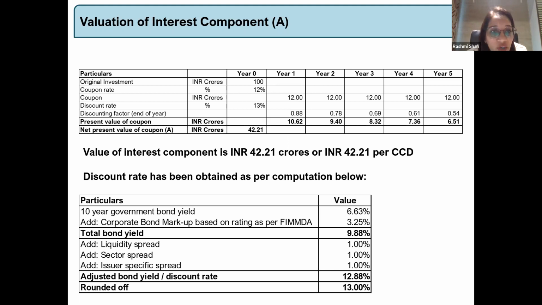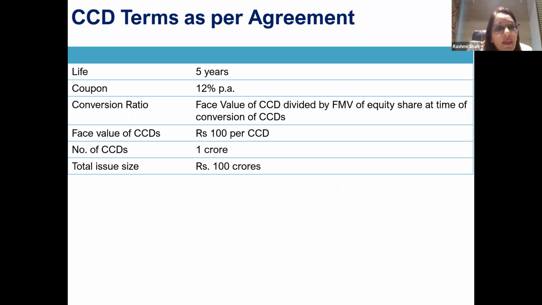Now, fair valuation practices require CCDs to be valued as per any internationally accepted pricing methodology on an arm's length basis. The popularly used method to value CCDs is the sum of the present value of the interest component and the present value of the equity component of the CCD. In this particular example, we have considered the life of the CCD to be 5 years. Coupon here is 12%. The conversion ratio is not fixed. It is the face value of the CCDs divided by the FMV at the time of conversion.